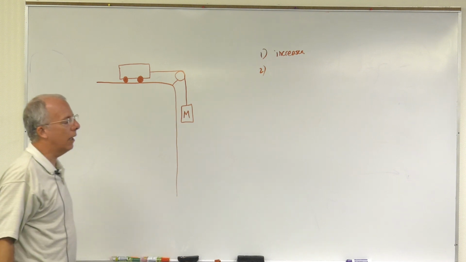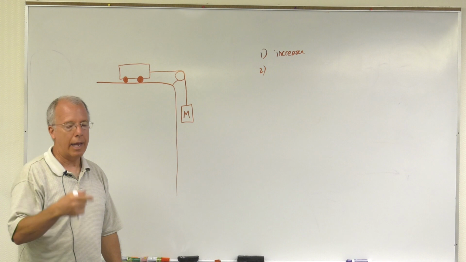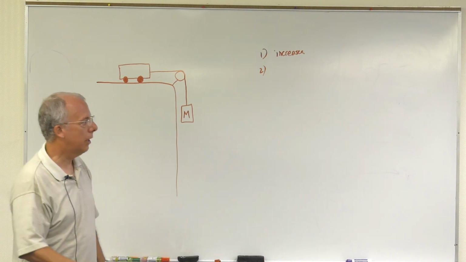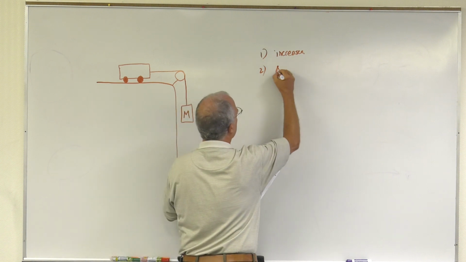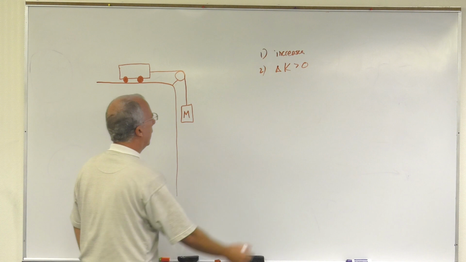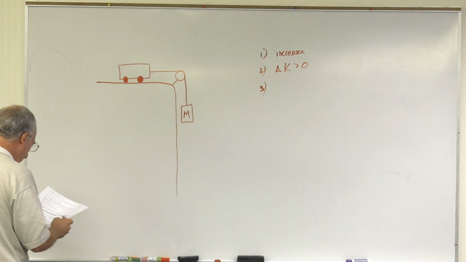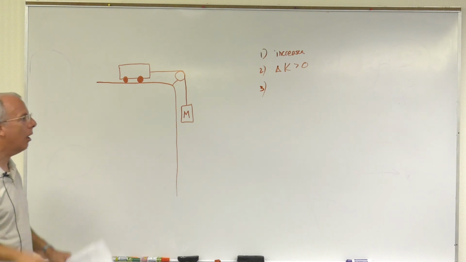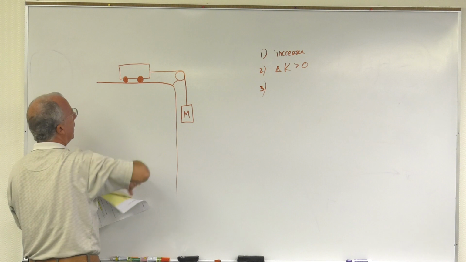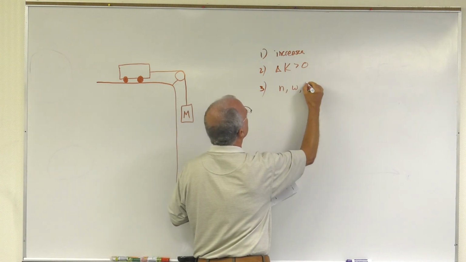What is the sign of delta K? Well, again, delta K is K final minus K initial. K final is positive. I mean, K is always positive. K initial was 0, so delta K is positive. The kinetic energy increased. 3. What are the forces acting on the cart? Well, normal, weight, tension.